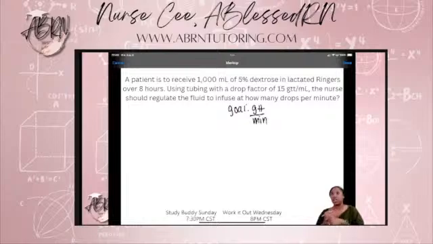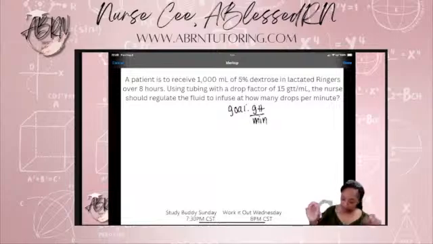All right, so a patient is to receive 1,000 milliliters, right? So we need to know how much over how long. How much of this fluid needs to go in, and how long will it take to go into their IV, okay? Don't get that confused with questions that have a frequency on there, because remember, a frequency is how often that we give them a dose of that, okay?